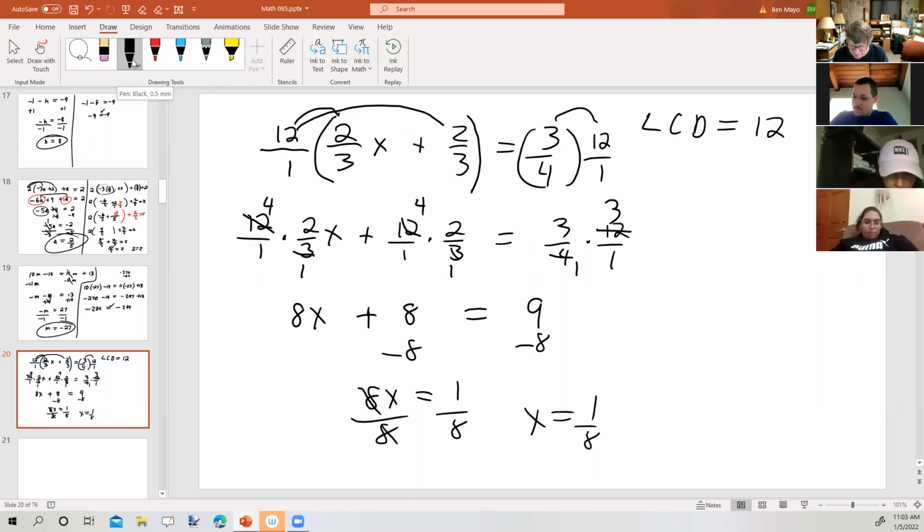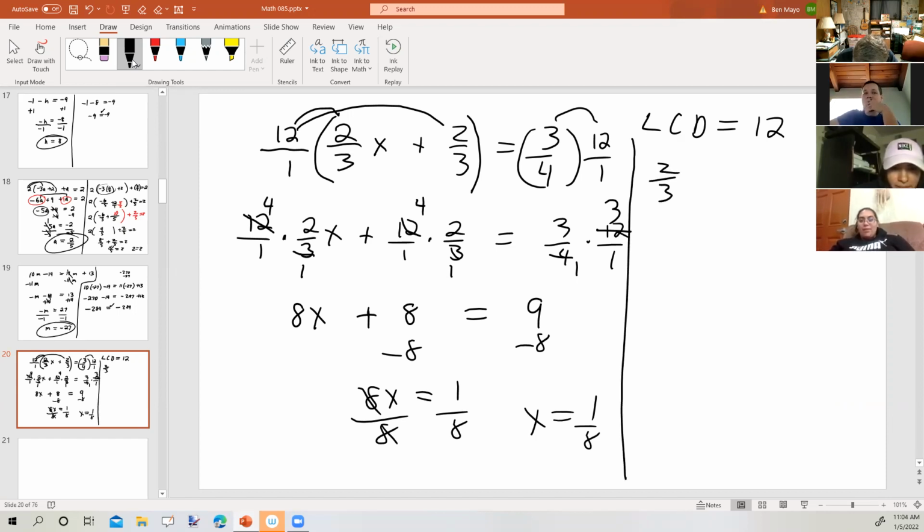So force yourself to practice this method rather than the old way. Once you get good at it, you'll be like, oh yeah, this is great. All right. We have to check our work, and hopefully I've left enough room to do that. So I've got 2/3 times x, which is 1/8, plus 2/3 equals 3/4.